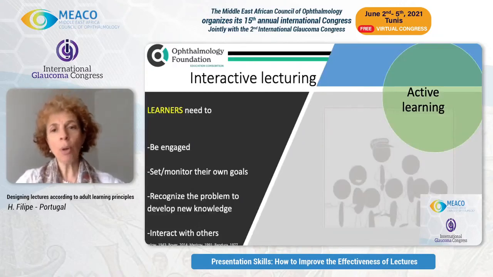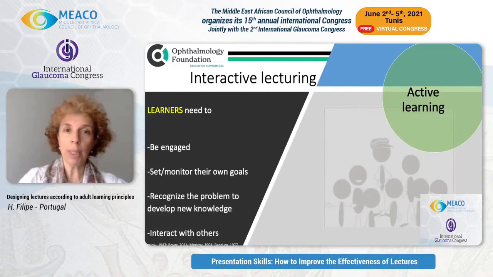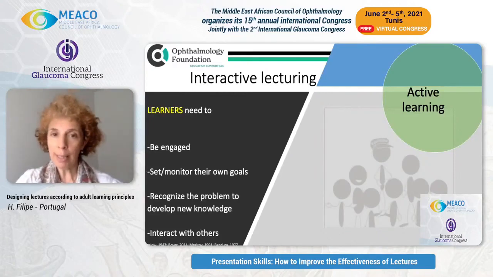Several theories and models also illuminate active learning. For instance, learners need to be engaged. They need to be motivated. So motivational learning theory can be useful when thinking about this particular aspect. Learners need to set and monitor their own goals. They are self-directed learners, so self-directed learning theory also has a space here. Learners need to recognize for themselves the problem to trigger and develop new knowledge. So here we think about the transformational learning theory.